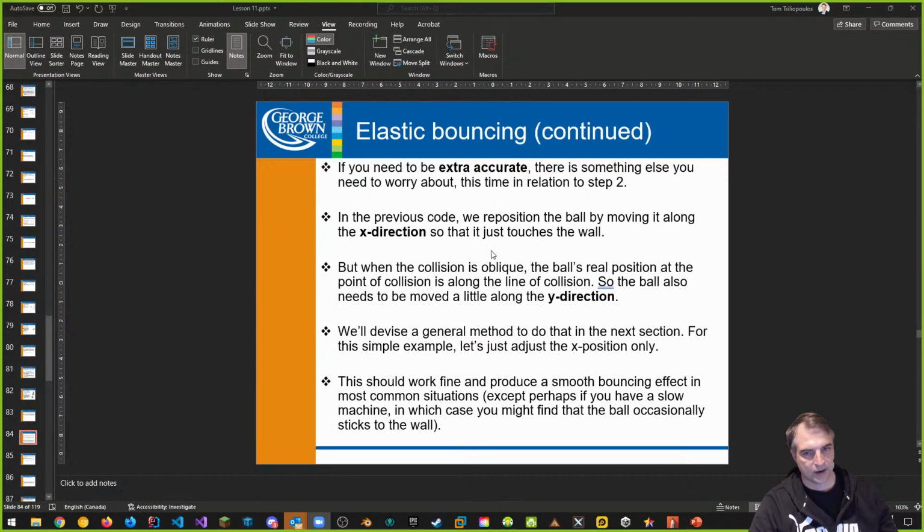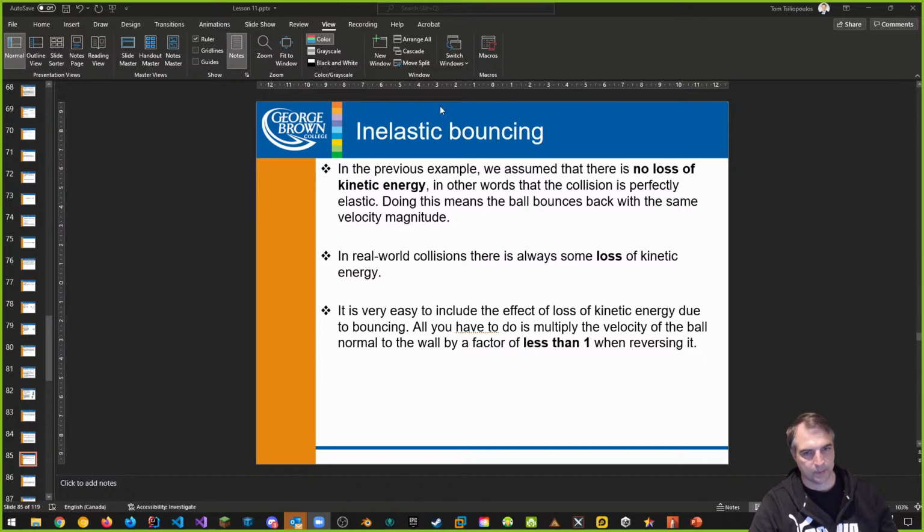So we've talked about elastic bouncing, but what about inelastic bouncing? Elastic bouncing is where we have no loss in kinetic energy, but in inelastic bouncing, we have some energy loss. And it's easy to include the effect of loss of kinetic energy due to bouncing. All you have to do is multiply the velocity of the ball normal to the wall by some kind of factor less than 1.